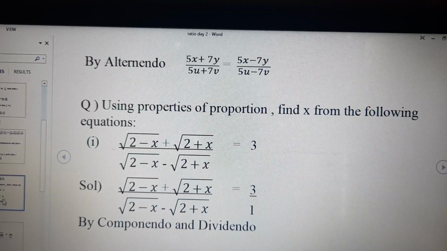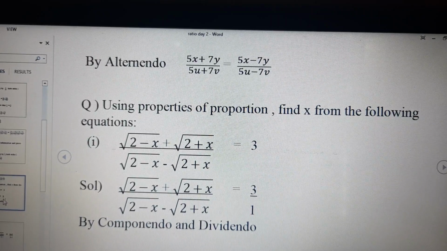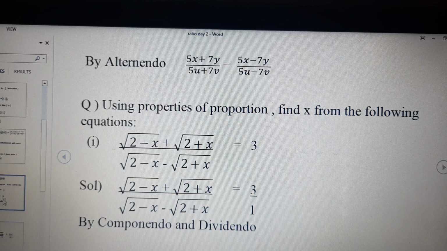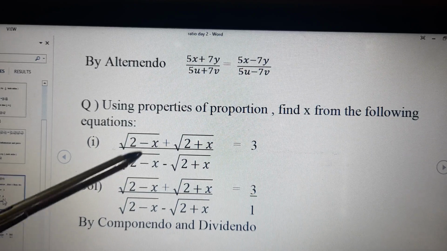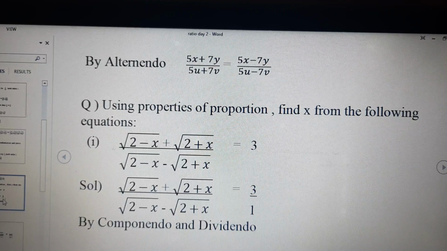Moving on to the next question. It says that by using the properties of proportion, we need to find the value of x from the given equation. As you can see, this equation carries a square root sign. The first thing that comes to mind is that we can solve it by squaring both sides, but that method will not be applicable here.